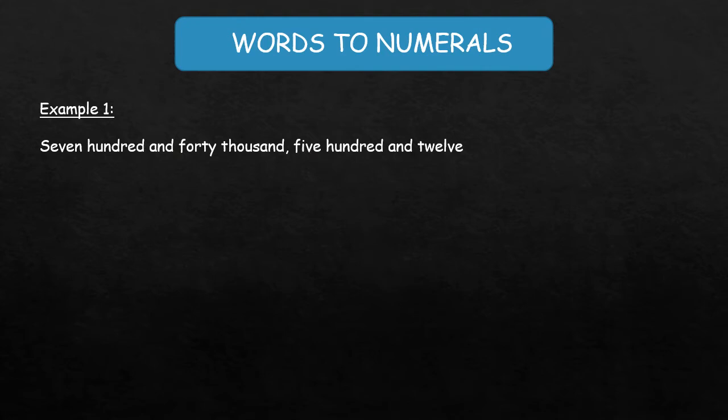So let's jump straight to our first example for today. We are going to convert or change from words to numerals. So we have 740,512. Right, so first thing first, we are going to break this down into their own families. So 740,000. The moment you see a comma, that's where you will have to give a line in between so that you know that this is one family and these are one family.